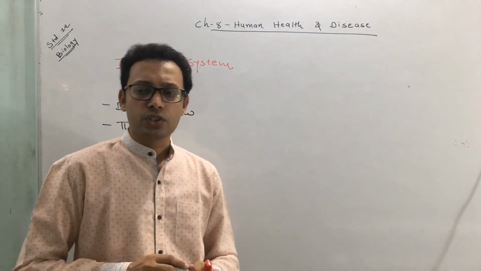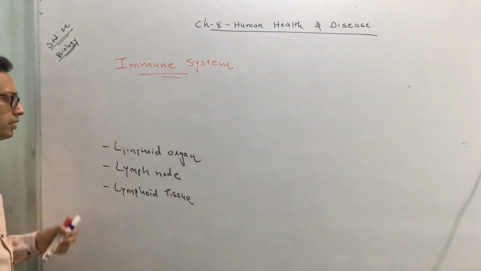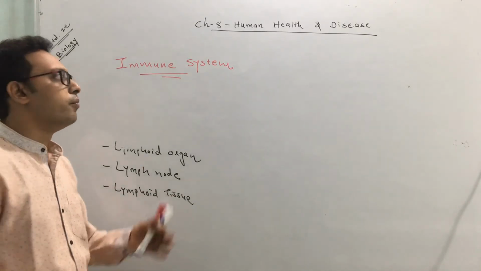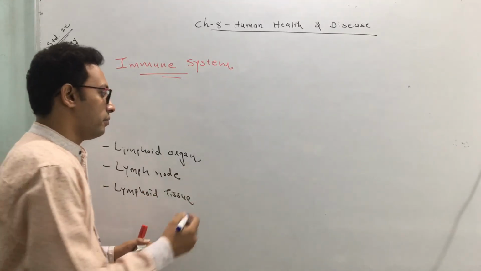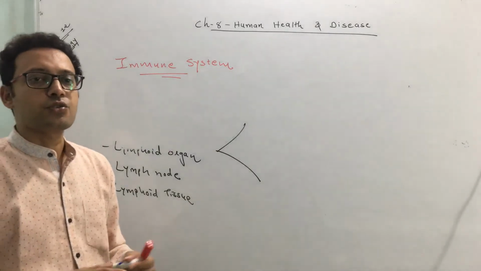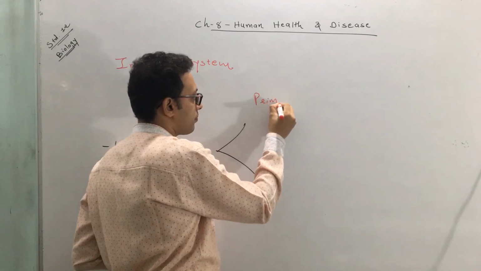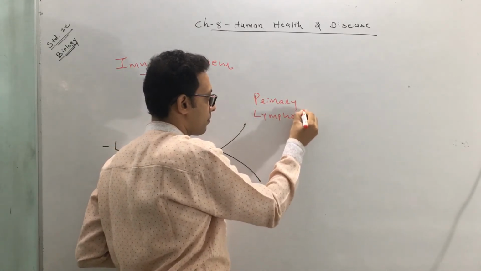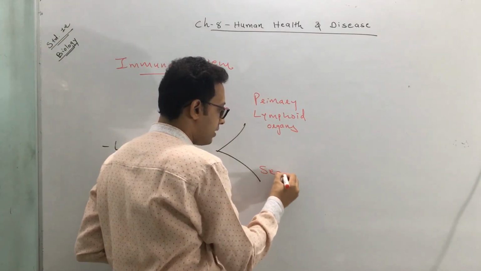In general, it includes lymphoid organs, lymph nodes, lymph tissues, and the lymph cells. They form the immune system. These lymphoid organs we classify, so it will be a lot easier for you. These lymphoid organs are classified into two. First is called primary lymphoid organs, and another one is secondary lymphoid organs.